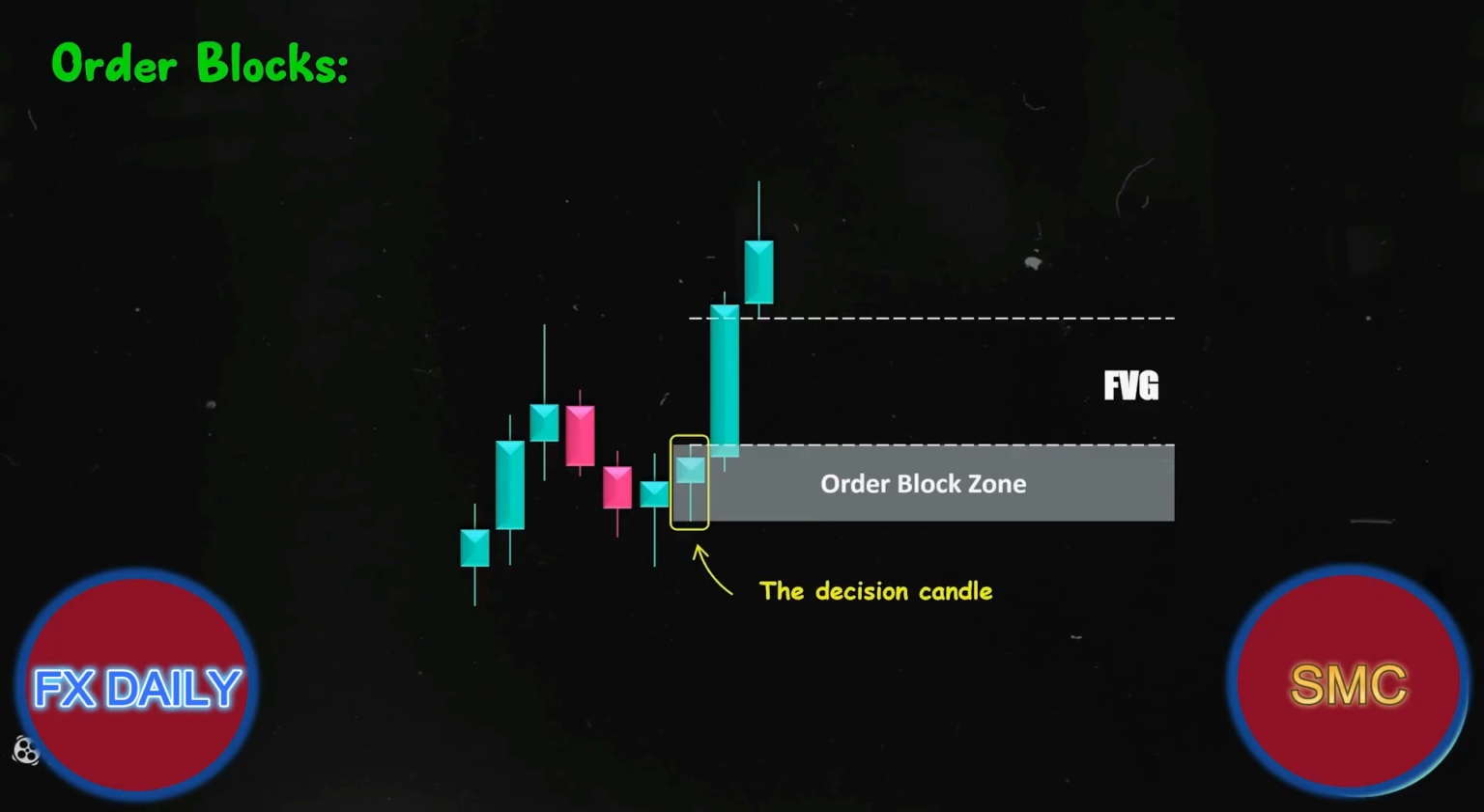Because we believe that the decision to move strongly was not made from within the entire region. When the price finally returns to this zone, it is more likely to react. But this reaction depends on whether the unfilled orders still remain inside the zone.